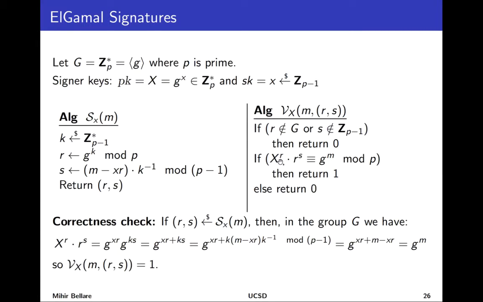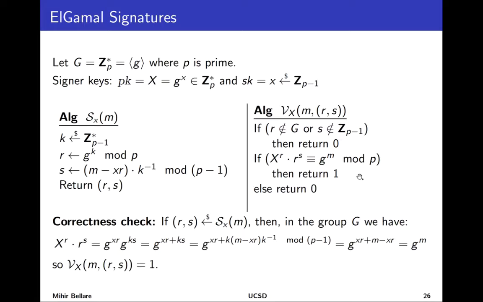This equation says take the public key X and raise it to the power R. That's possible because R is an integer. Then take R and raise it to the power S, multiply those, and see if you get back the same as raising the group generator G to the power of the message. All of this in the group Z_p star, hence the mod P over here.